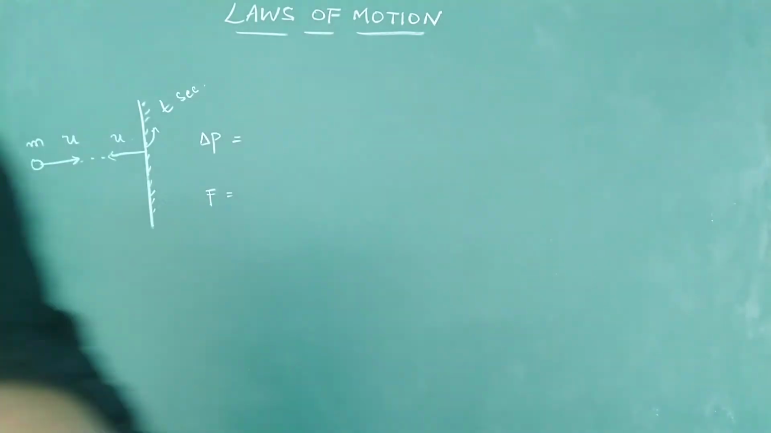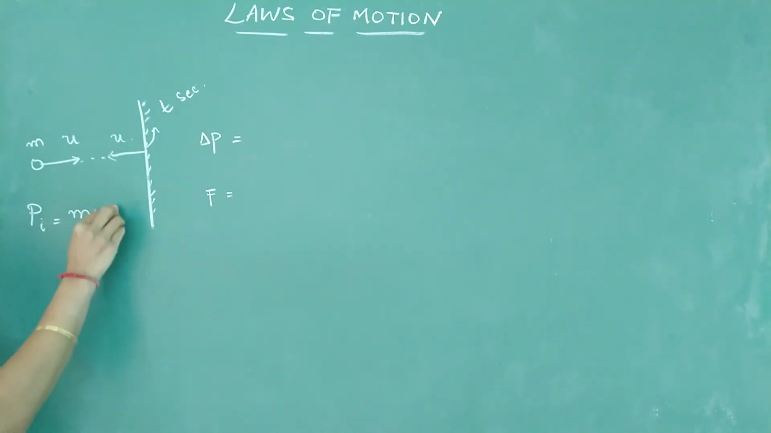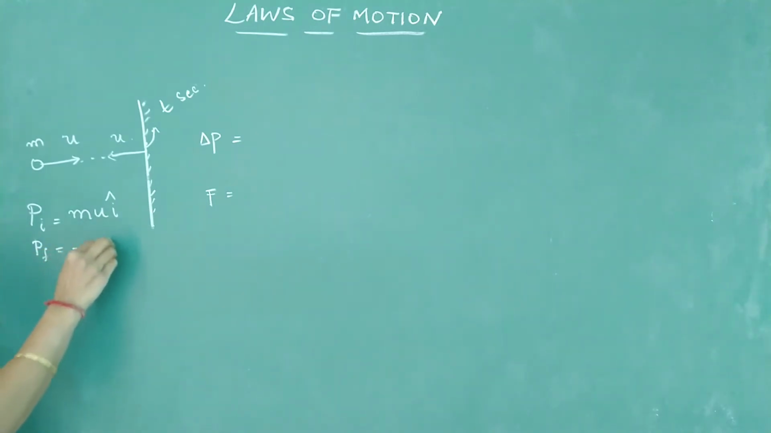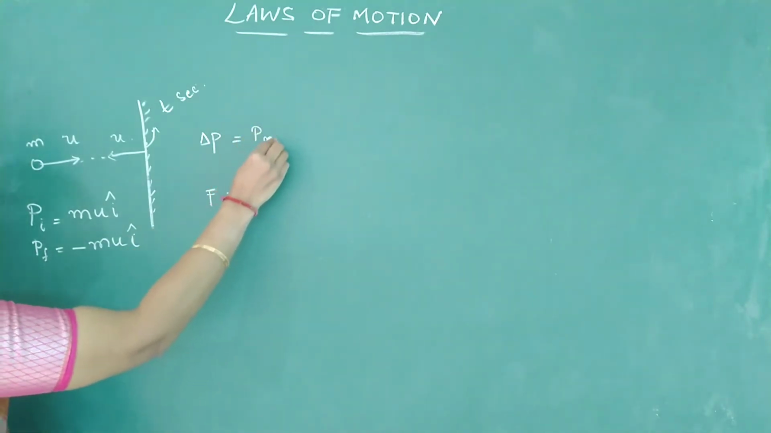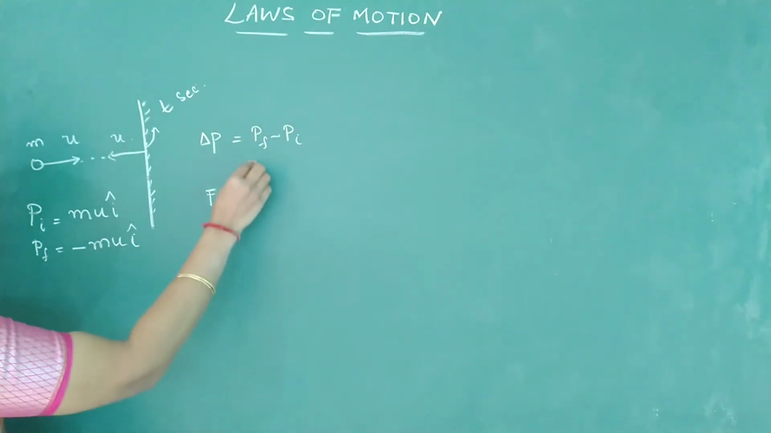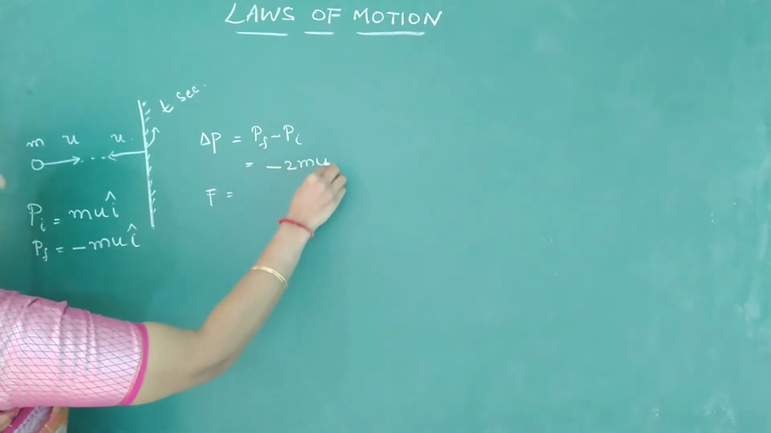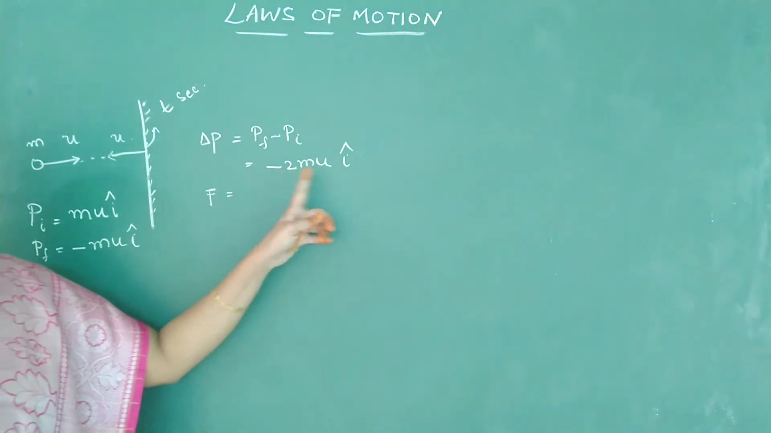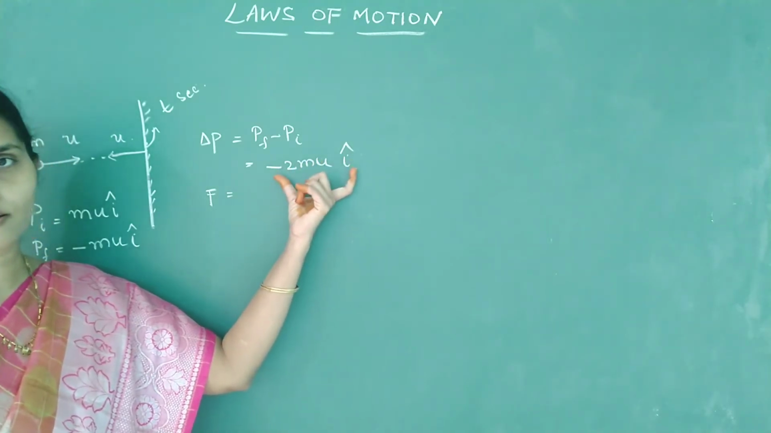Express momentum in vector form. What is the initial momentum? If I take this as positive direction, it is mu i cap. After hitting the wall, the final momentum is minus mu i cap. So what is the change in momentum? P final minus P initial. Find out the change, this minus this. Is it minus 2 mu i cap? So what is the direction of this change in momentum? Minus i cap. Magnitude is 2 mu, but direction is minus i.